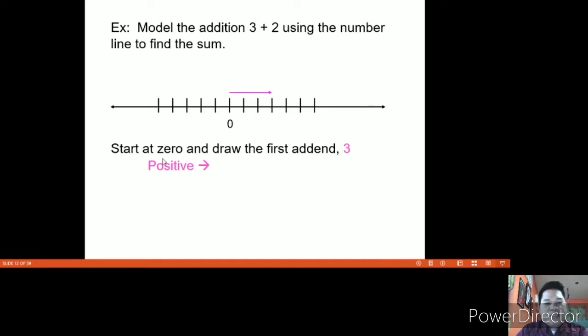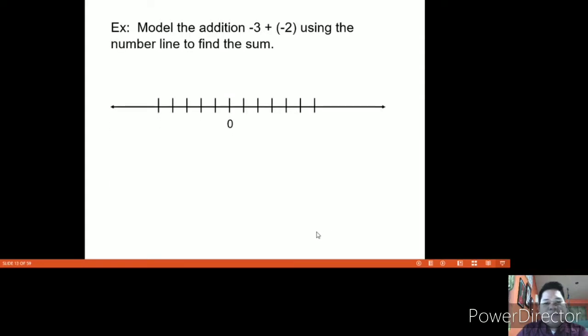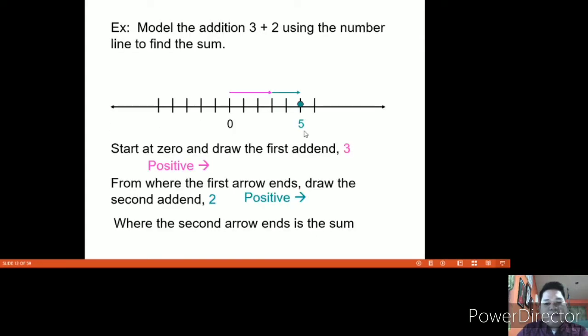So we have here, start at 0 and draw the line first, adding 3. So going to the right, 1, 2, 3. From where the first arrow ends, draw the second, adding 2, positive. So it ends at 3 plus 2. So where the second arrow ends is the sum. So the sum is 5.